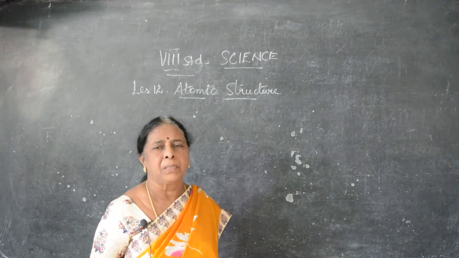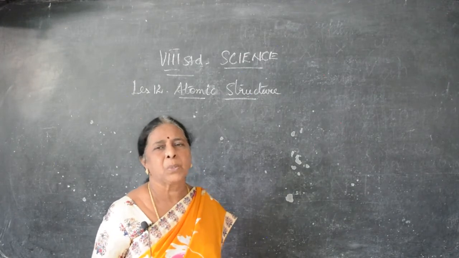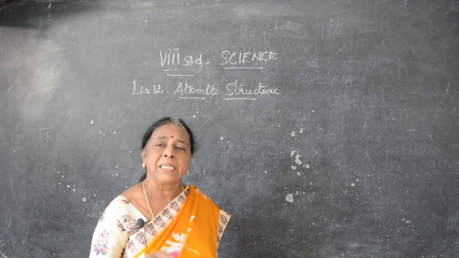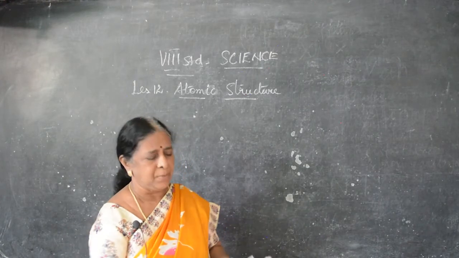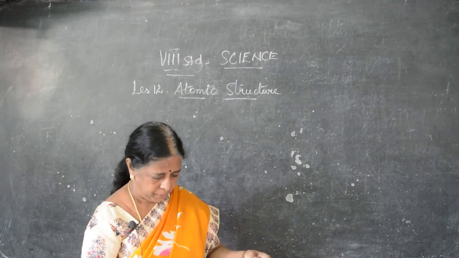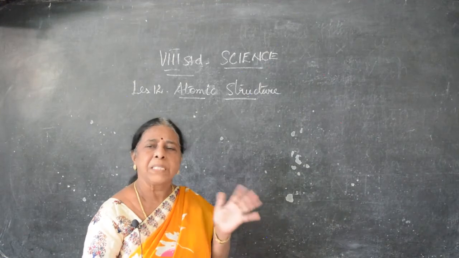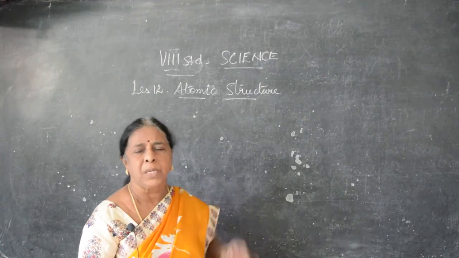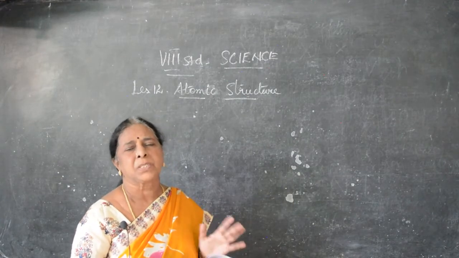As per the government order, some of the portions are reduced. So as per the reduced syllabus only I am taking the lesson to you. That is, the entire lesson is not omitted, only some portions are reduced. In this lesson we have 12.1, 2, 3 and 4; 5, 6, 7 are omitted, and finally I have to go for 12.8. So let us start the first one, atomic structure.